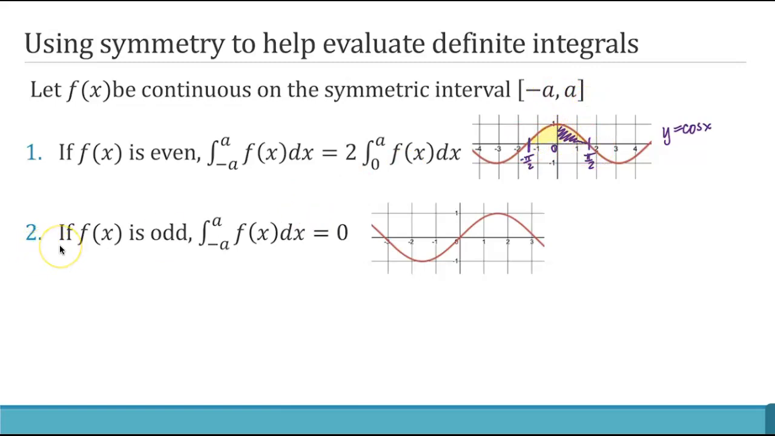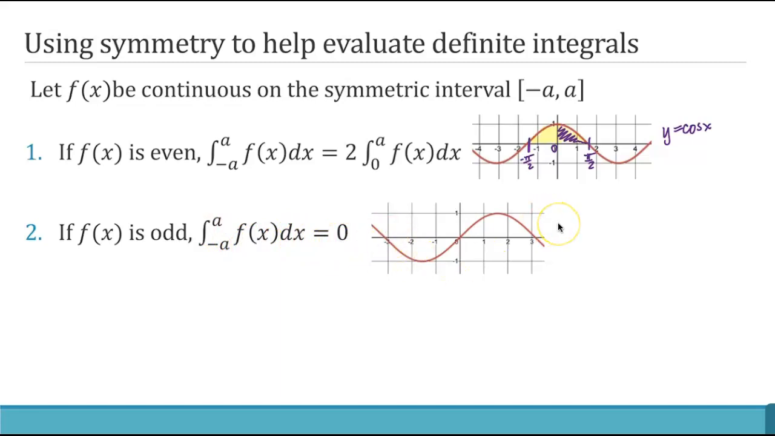Now, the second one is an even nicer, helpful property. If f of x is an odd function, and we're calculating the definite integral from negative a to a of f of x dx, then the answer is just 0.